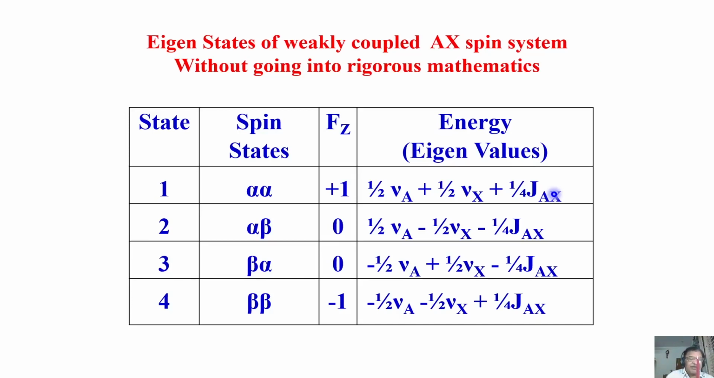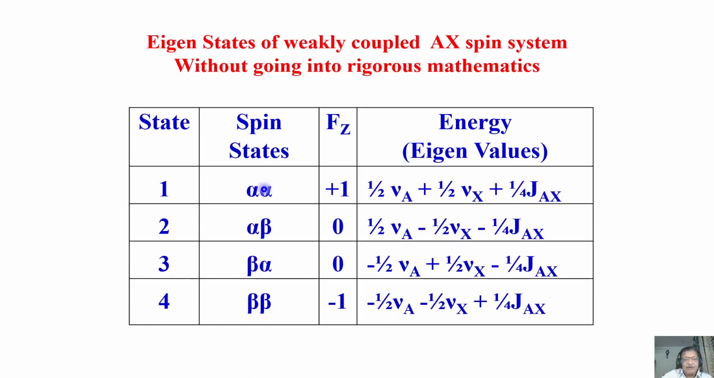The central peak will not be there. So without coupling, there was one peak. Now because of coupling, it's split into two, where one moved to the right by half of Jx, and one moved to the left, which is half of Jx. So totally, the separation, if you measure, is JAX.